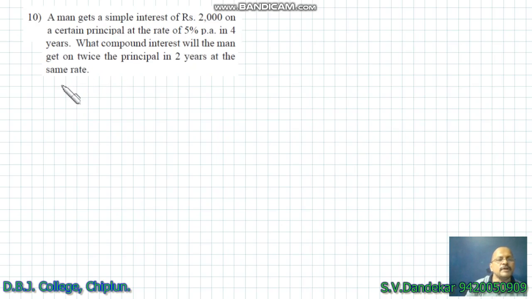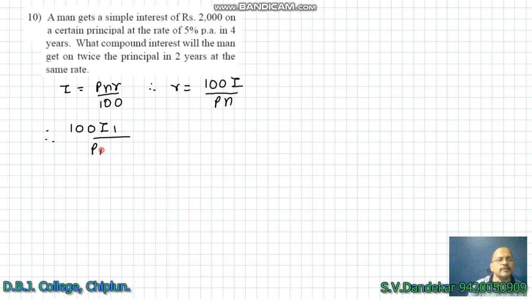Here what I will do, the formula is I equal to PNR upon 100, and therefore R is equal to 100I upon PN. Rate of interest is same, therefore I can directly say 100 into I1 upon P1 into N1 is equal to 100 into I2 upon P2 into N2. I can cancel 100. Now let us put the values here.